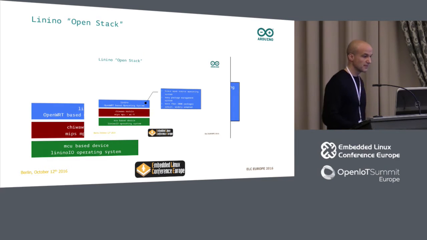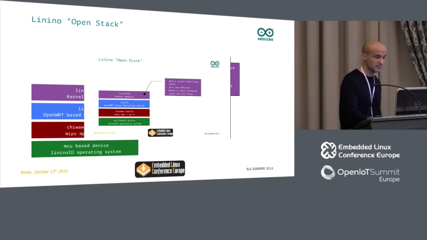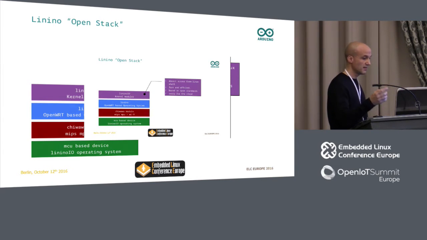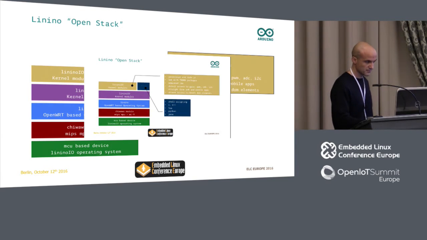So this is the next layer, the simple OpenWRT operating system, the Linux plane, which is, as I mentioned before, an open source operating system with easy package management, more than 2,000 packages, robust and widely adopted by the community. Then, the first approach to LininoIO kernel modules, direct access from Linux shell, fast and efficient, based on open standards, and ready for the cloud as well.